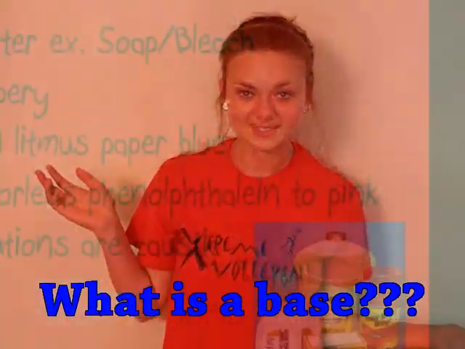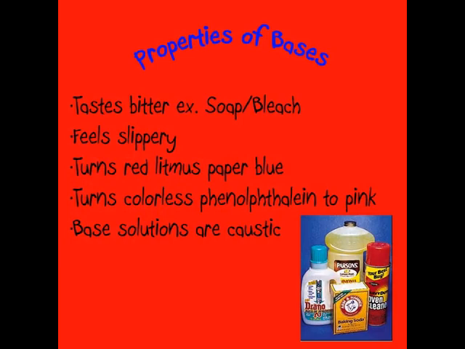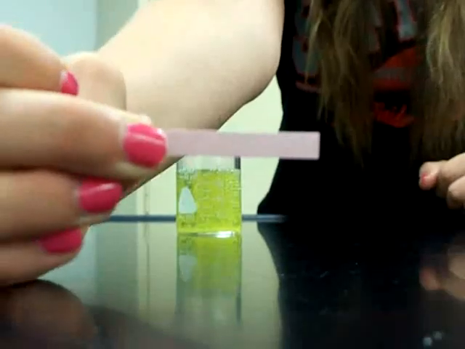What is a base? A base tastes bitter. Examples are soap and bleach. A base feels slippery and turns red litmus paper blue. Bases turn colorless phenolphthalein to pink. Base solutions are caustic.